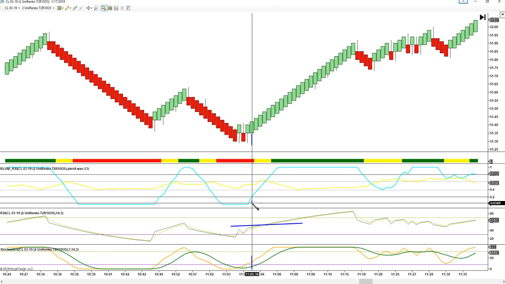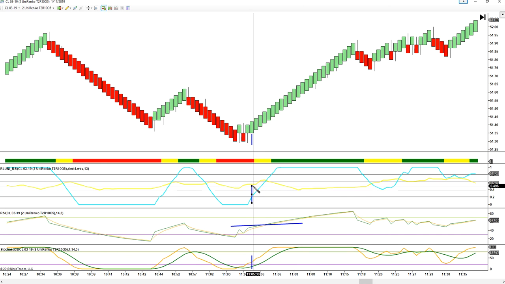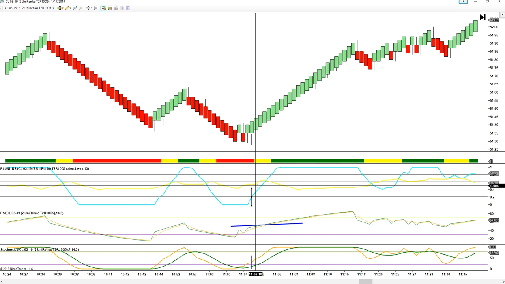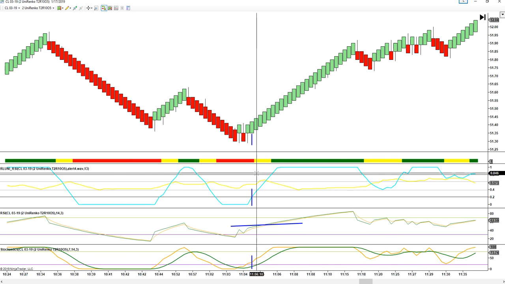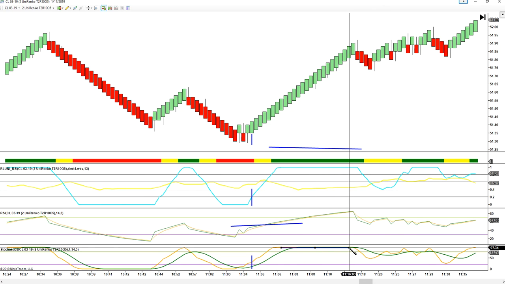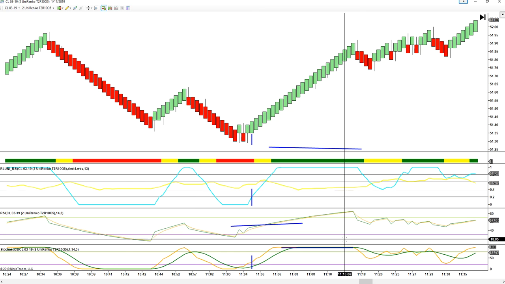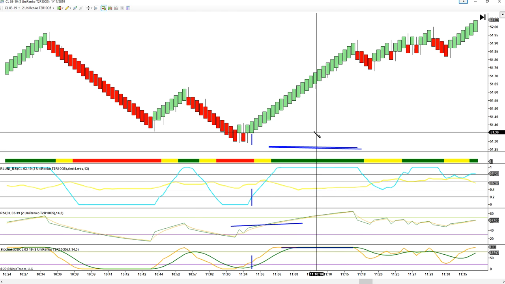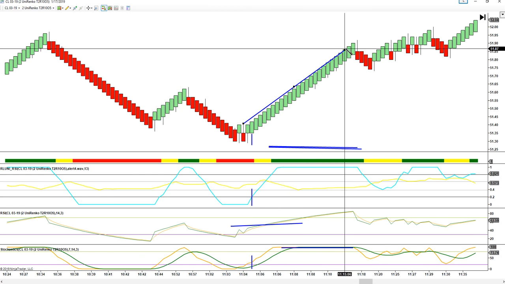You get exactly the same entry with the Laguerre, to move it over right here. But then you get additional confirmation of the lock long right here. Now in this case, actually the stochastic locks long too. But you'll notice it doesn't give you quite the confirmation that the Laguerre does. So you're in and up you go.